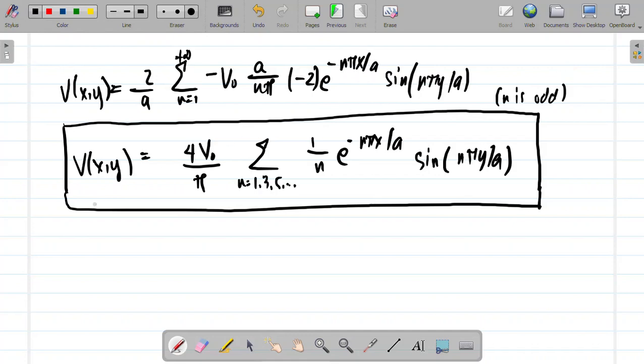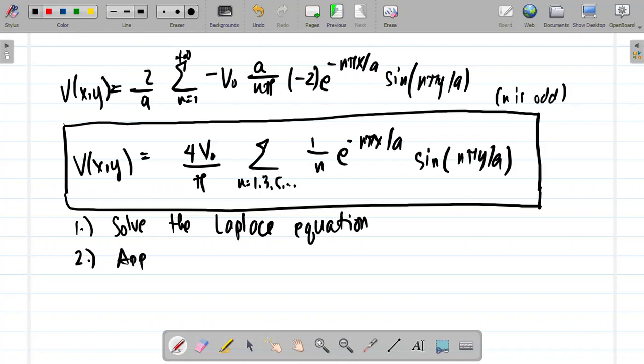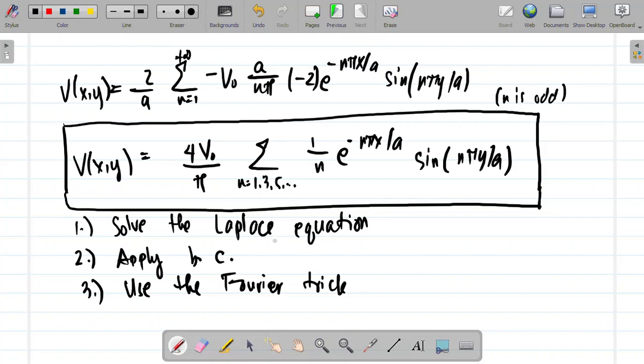Okay? So, ano ang takeaway dito sa Laplace equation in Cartesian coordinates? Step 1. Solve the Laplace equation to get the general solution. Step 2. Apply boundary conditions. Then, step 3. Use the Fourier trick. Okay? So, ito lang yung summary ng mga ginawa natin actually. Then, that's it for Laplace equation in Cartesian coordinates.